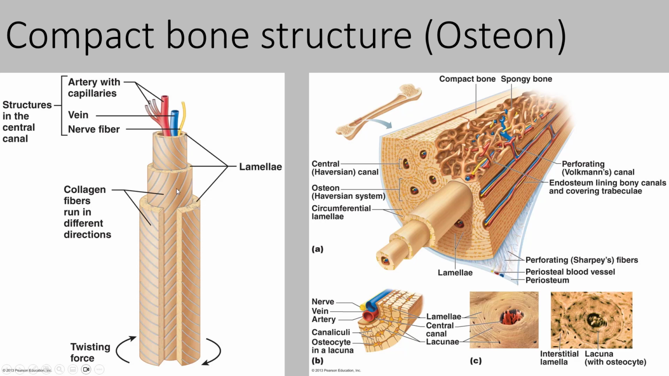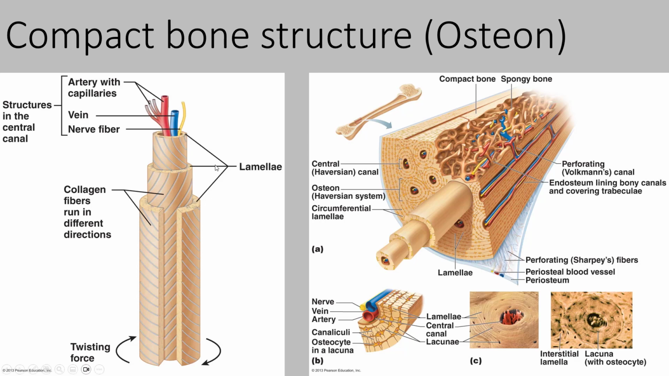So the collagen fibers run in different directions. They're in alternating directions at each layer of that lamella. That is what gives our bone such strength. That's why when we're walking, our legs don't buckle beneath us. The orientation of the collagen fibers helps resist shock and tension and twisting forces and things like that.